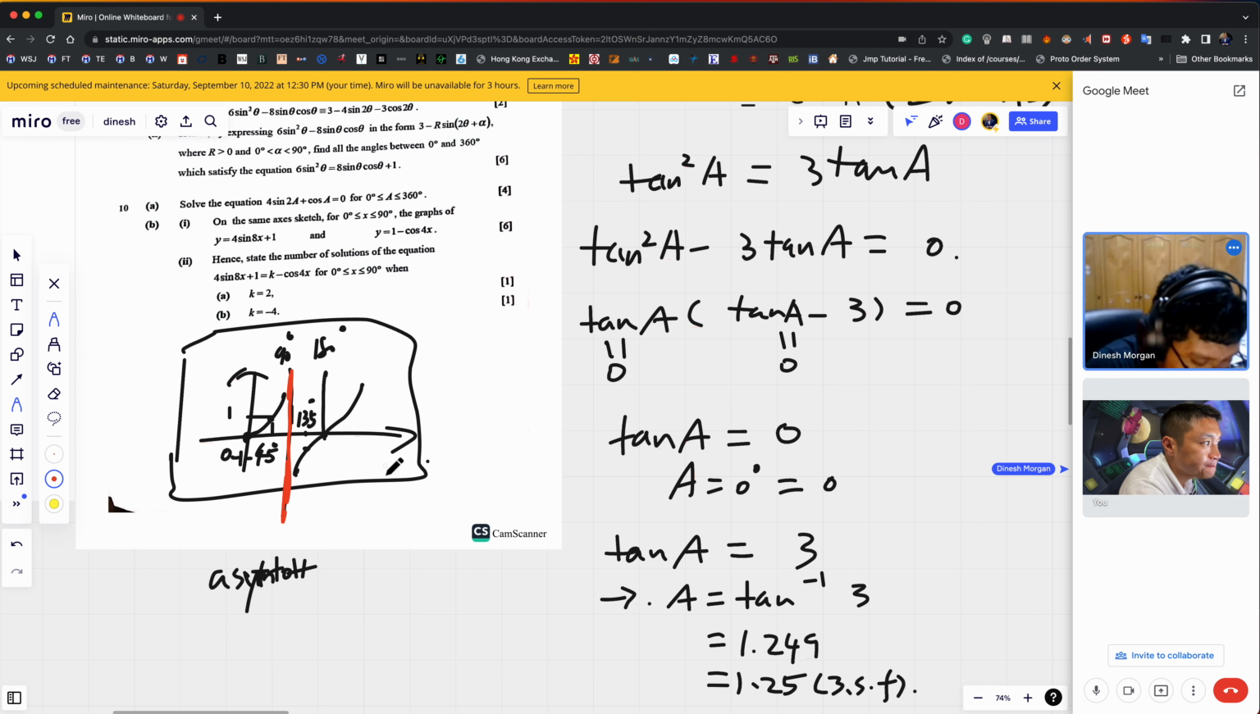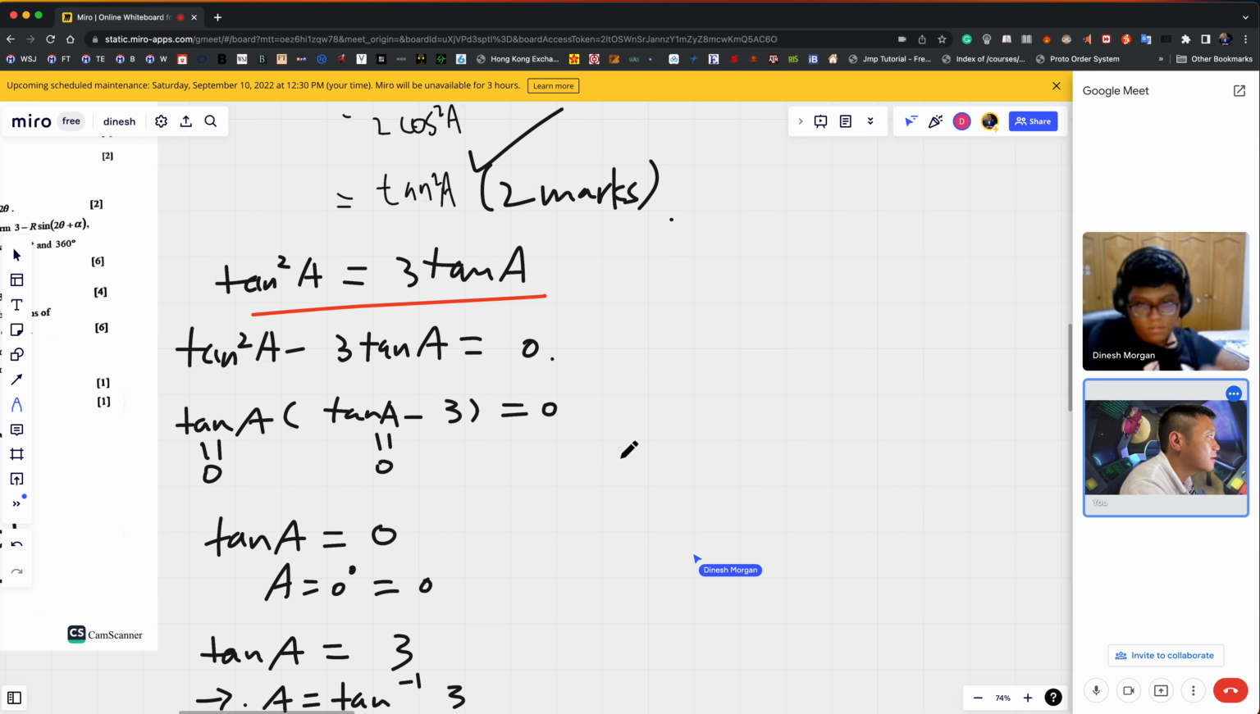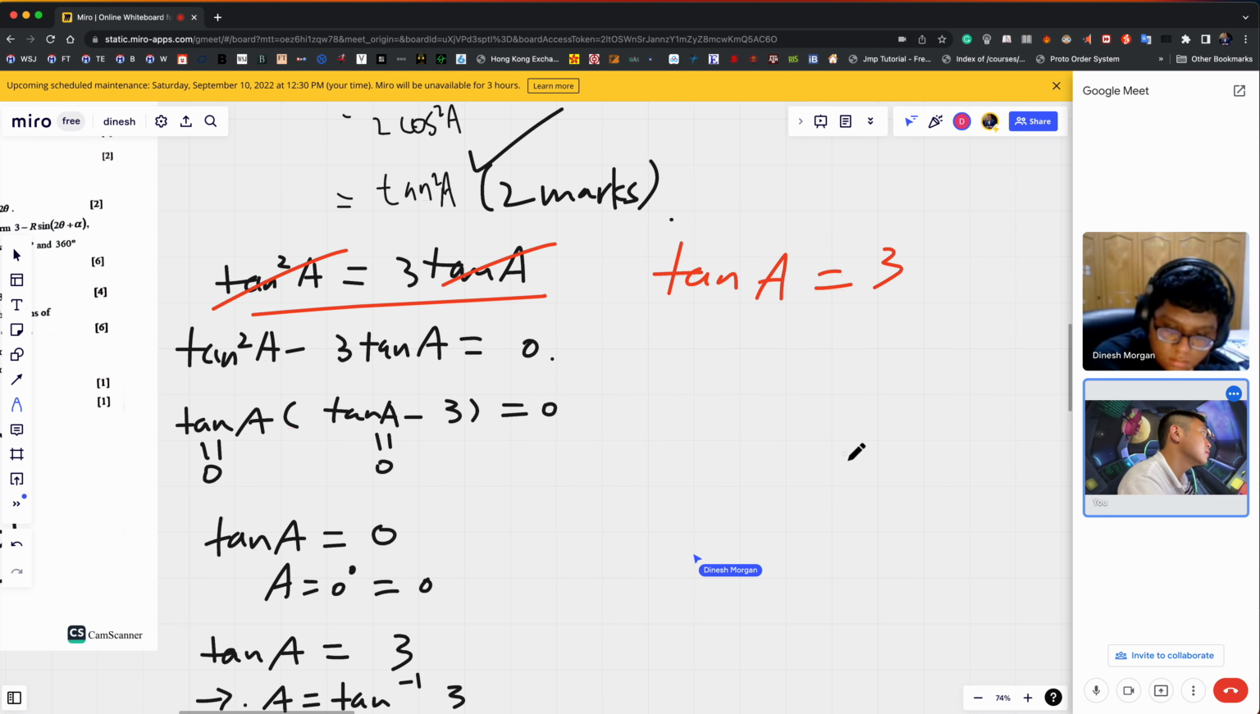Just to share with you the common mistakes for this question. You know what's the common mistake? They delete tangent A on both sides, so they miss out one answer. They say, oh, I can cancel the tangent A on both sides, so I end up with this. So you miss out one answer if you did the cancelling. You understand my point?